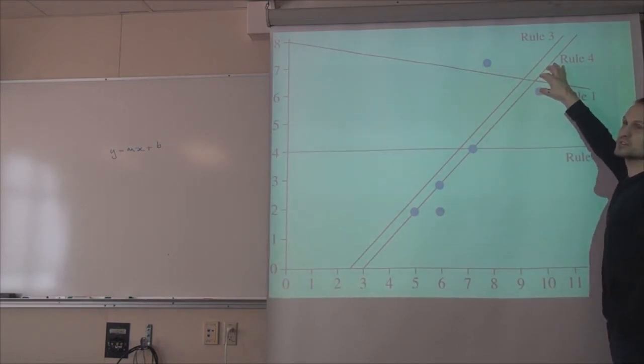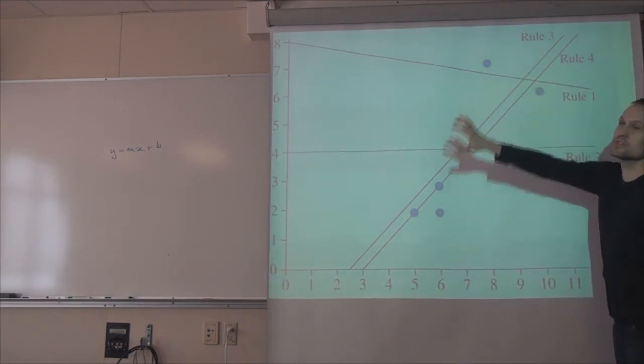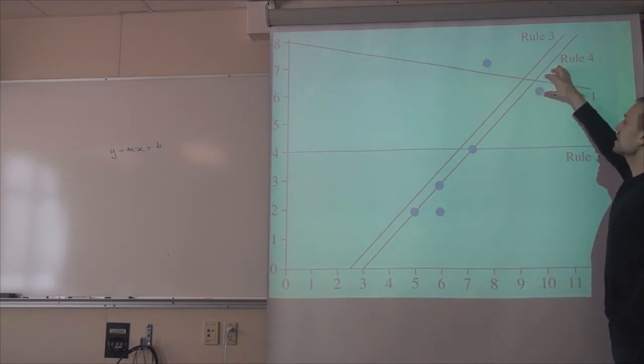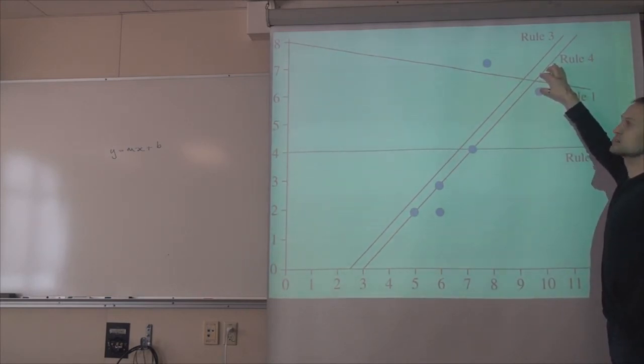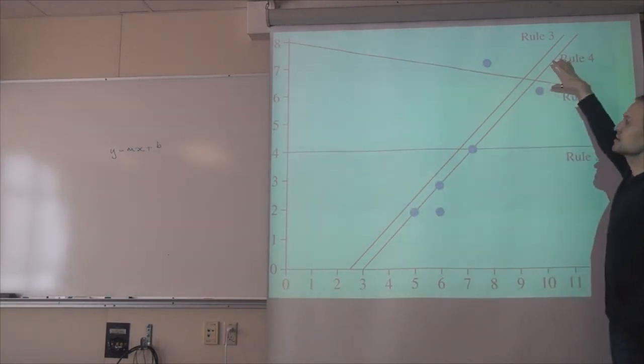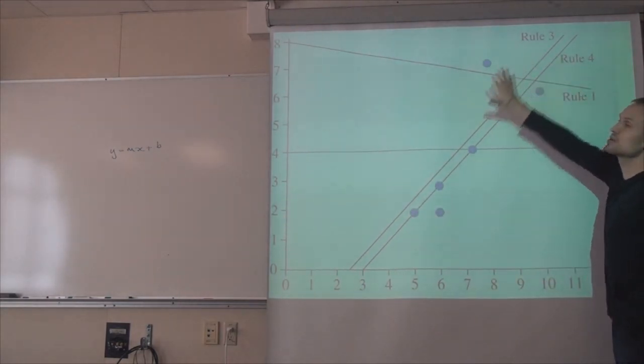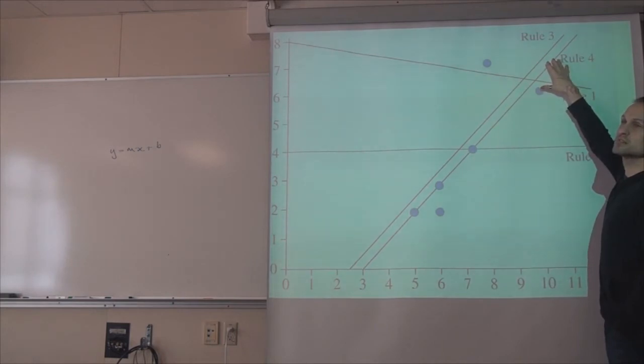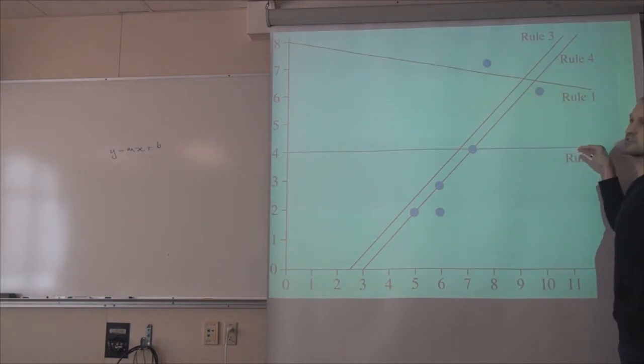So that little difference for all the points observed, I want to minimize that, the little gaps. I want to minimize the mistakes I make. Some lines are going to have smaller overall mistakes. And some lines, like this one, are going to have a huge one. It's not a very good line.